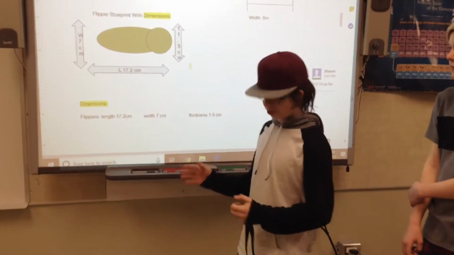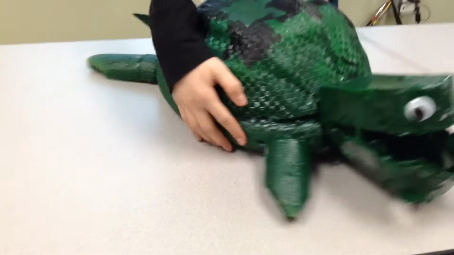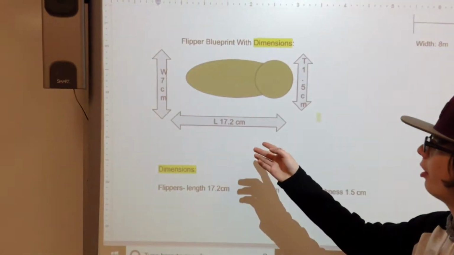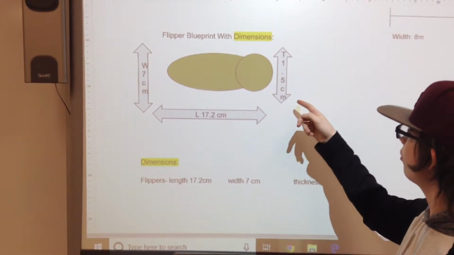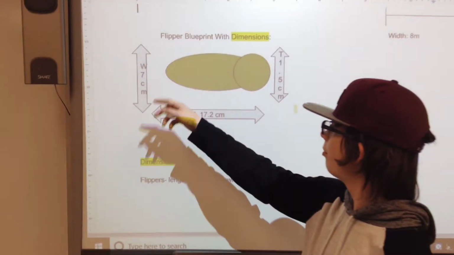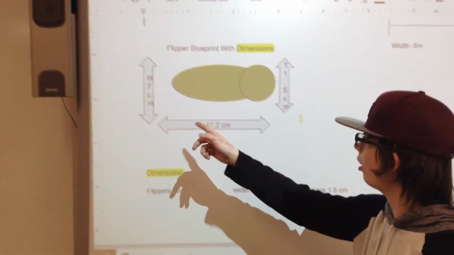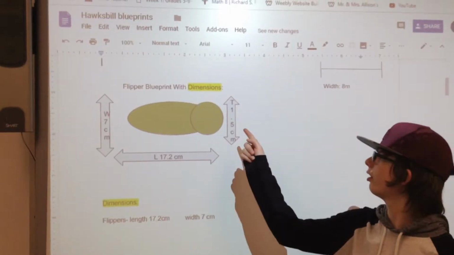So these are dimensions of the flippers, individual flippers. They are right here. It looks a little weird on the blueprint, but it's just because we couldn't get them exact. The measurements are 5 centimeters by 17.2 centimeters by 7 centimeters. That's width, length, and height, and thickness.